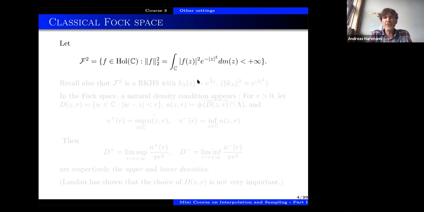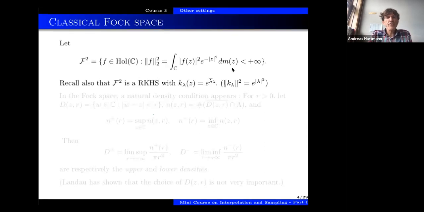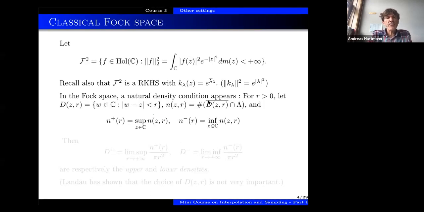The space is of course not reduced to 0. You have polynomials in the space because the weight is big enough. This space is a reproducing kernel Hilbert space, and I have a reproducing kernel. I mentioned this already in the first talk, and once you have the reproducing kernel, you can of course compute its norm. And in the Fock space, there's a natural density condition which appears, and it's defined this way.